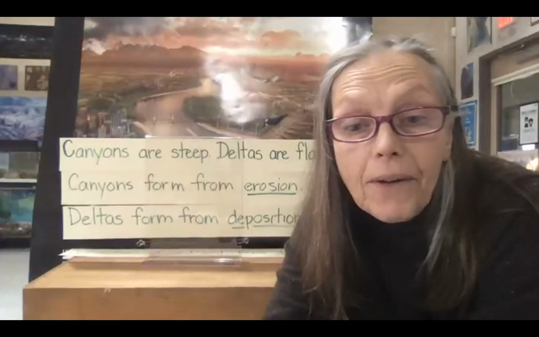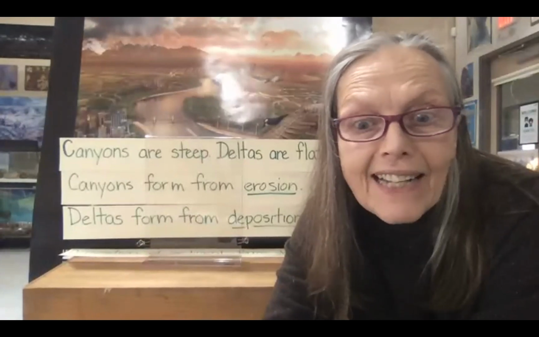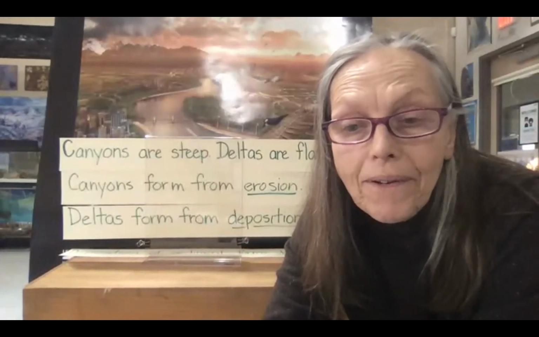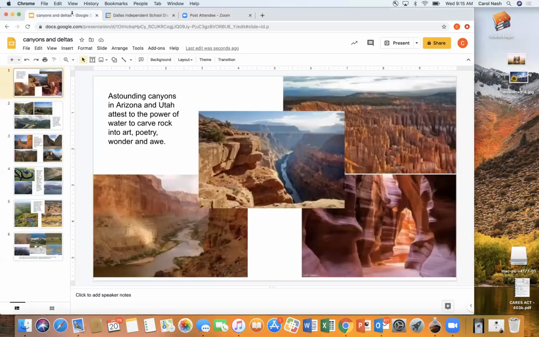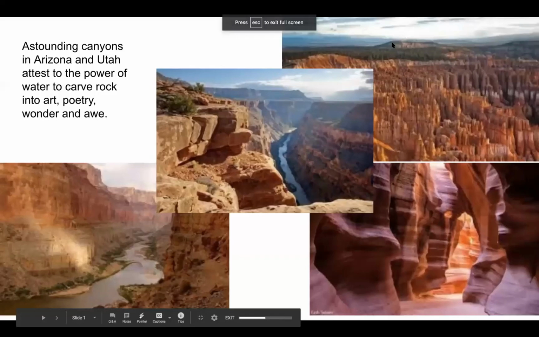Now we're looking at a few pictures of some amazing things that someday I hope you can go visit. And here they are. Okay, so canyons and deltas. So let's start with canyons. They're so amazing and beautiful.